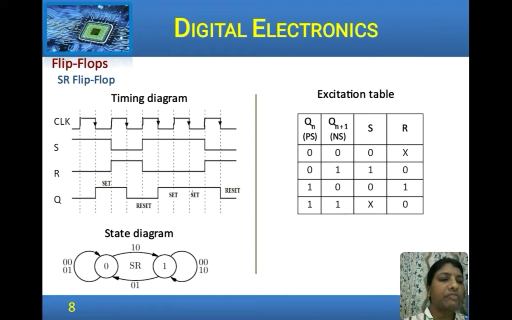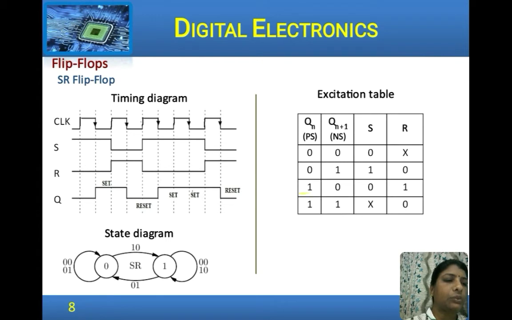Next, if the present state is 0 and the flip-flop has to transit to a state 1, what should be the values of S and R? So, if the current state is 0, the flip-flop has to go to a state 1. What is the possibility? Input has to be 1, 0. So, S and R should be 1 and 0.